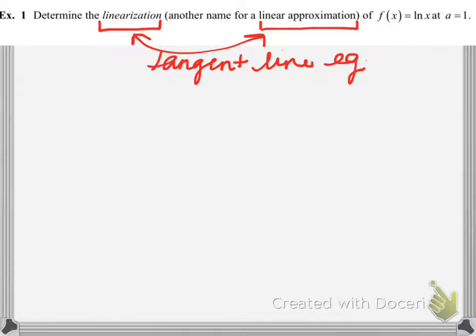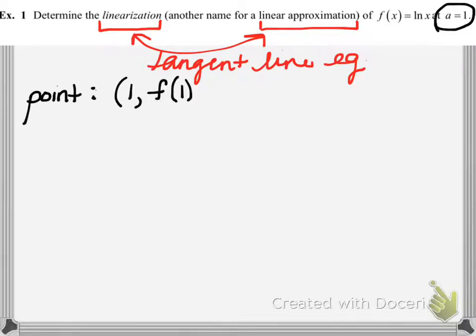And to write the equation for any line, we know we need two things. We need a point and we need a slope. So let's start with our point. It's telling us that we want a to equal 1, so that is the x value of our point. Therefore, we need to find the y value, so we will substitute 1 into our function. And remember, our function is f of x is equal to natural log of x. So if we substitute 1 in, then we're computing the natural log of 1, which is going to be equal to 0. Therefore, our coordinate will be (1, 0). That's our point.